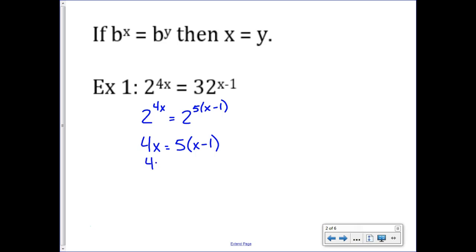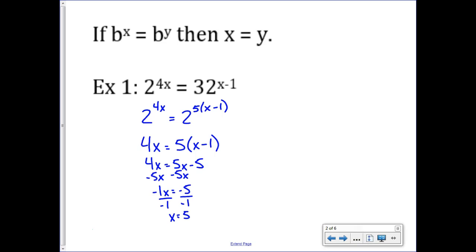So then 4x equals 5x minus 5. Subtract 5x from both sides, so I get negative 1x is equal to negative 5. Divide by negative 1. X equals 5.